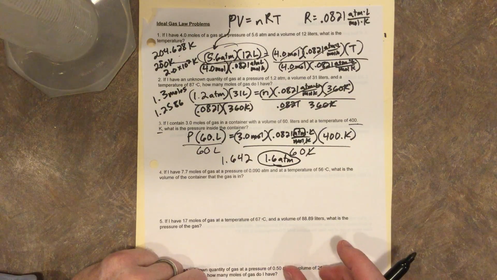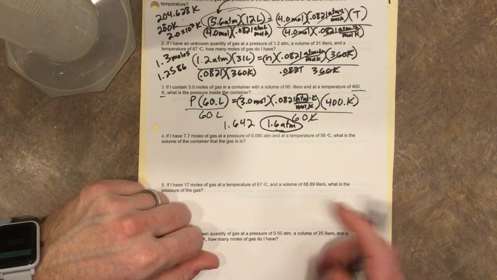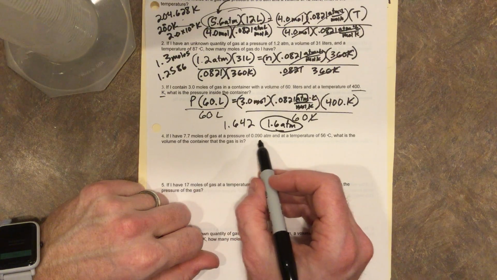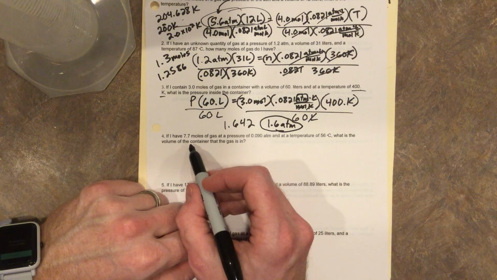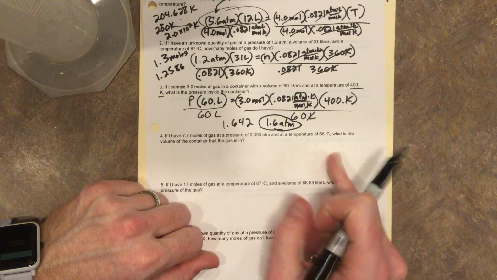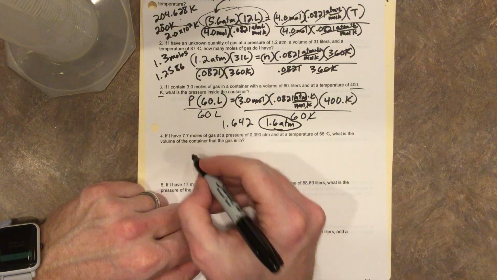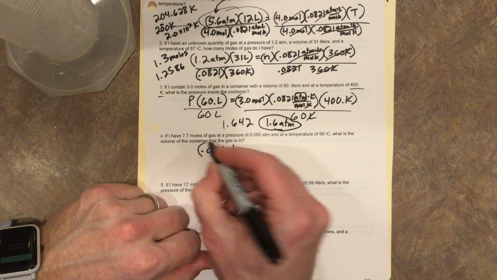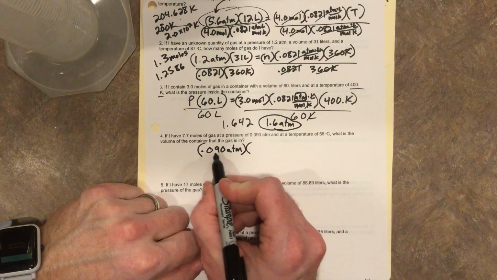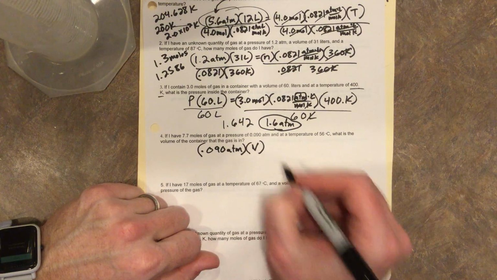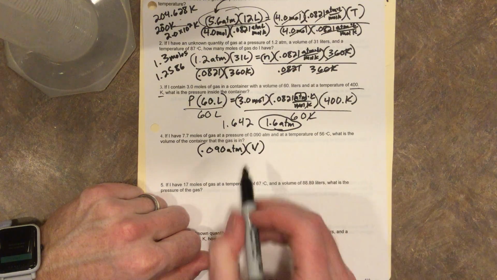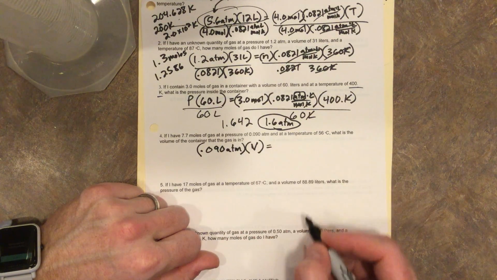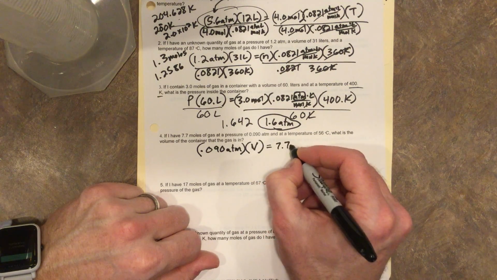Okay. Next, number 4. I've got 7.7 moles of gas. I've got the pressure. I've got the temperature. What's the V? Remember, we're not looking at any before and after. It's looking at a gas right now. So I'm going to go ahead and put 0.090 ATM on the spot where P would go. For V, well, I don't know. That's why I'm going to put V. It's not V1 or V2. It's just V. Right now, what's the volume? The N, that is 7.7 moles.